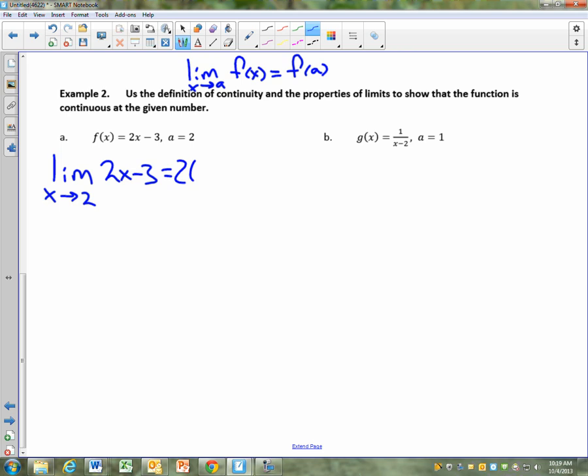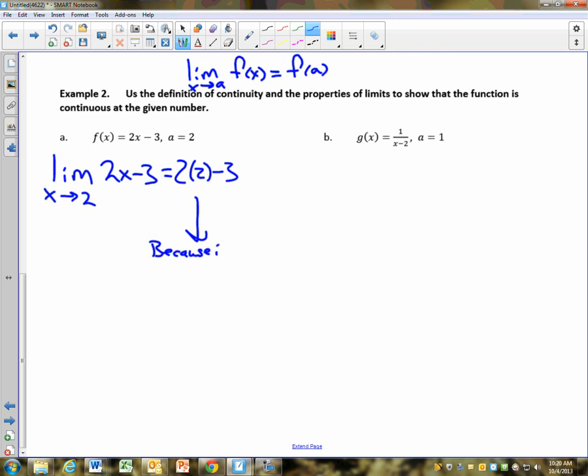So you can go like this. Why? Because it is a polynomial, and those are nice functions that we can simply plug stuff into. What is 2 times 2 minus 3? 1. Is that equal to f of 2? Yep. So we've said that the limit is equal to the function evaluated at that spot, and we can simply plug it in because it is a polynomial.